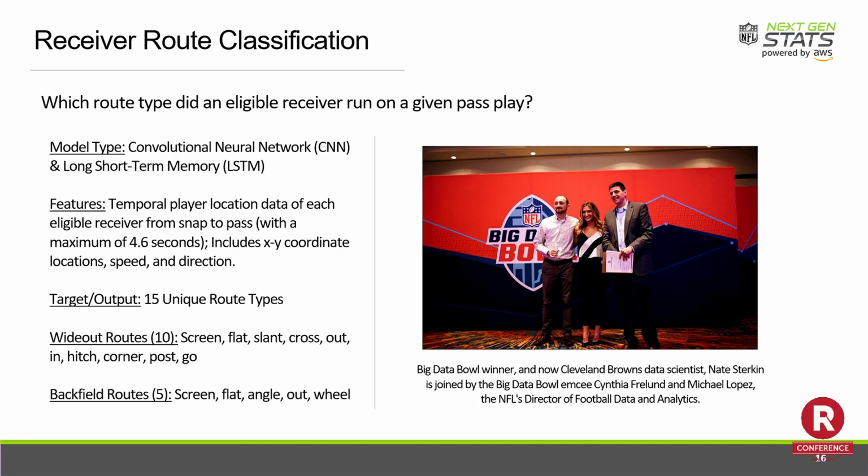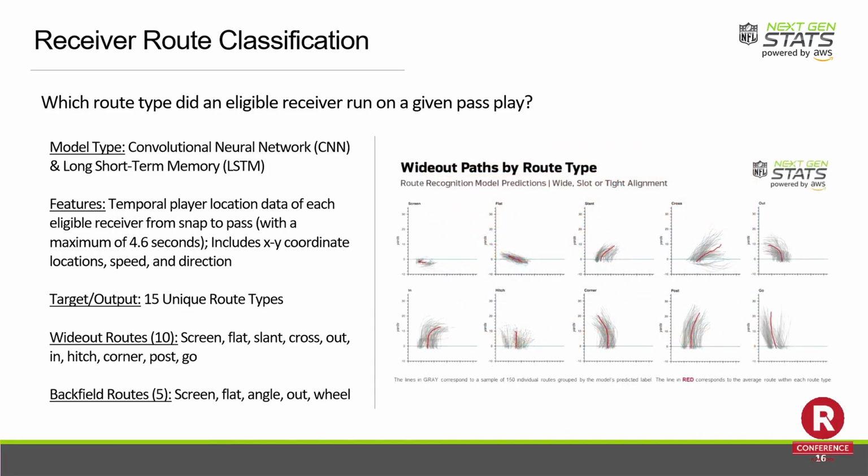He came up with a combination of a CNN and LSTM model that takes the player location data of each eligible receiver and predicts one of 15 groups. If you're a wideout, 10 wideout routes, and if you're in the backfield, 5 backfield routes. And what we did is we created a prediction for what route you ran out of those labels. And now we're able to do a lot of splits of what route a receiver ran.